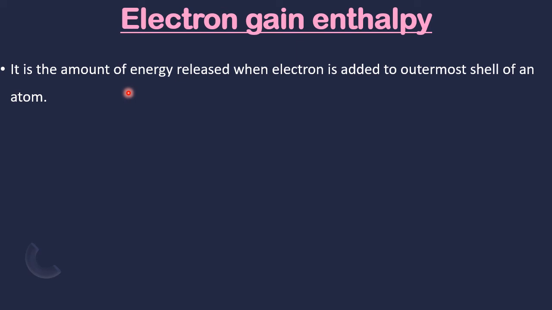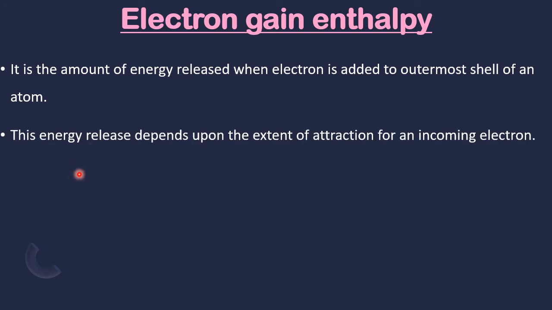This energy release depends upon the extent of attraction for an incoming electron. The incoming electron is received by that particular atom, and with how much affection it receives it matters. Whether the atom receives it with difficulty or with ease matters a lot. Depending upon the chemical atmosphere, the extent to which the nucleus will attract the incoming electron matters.